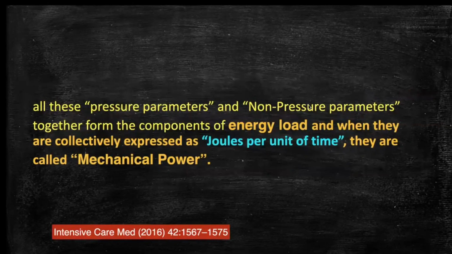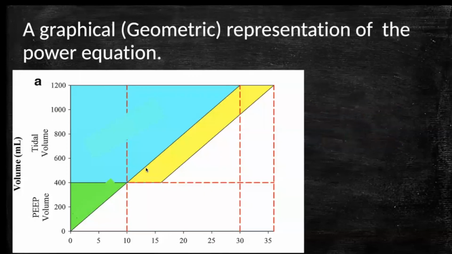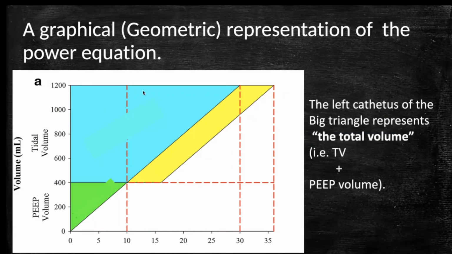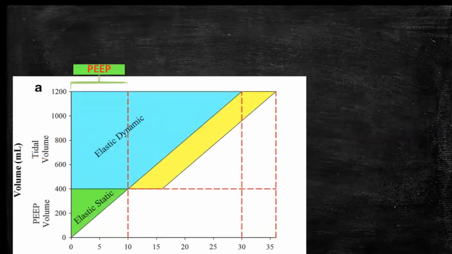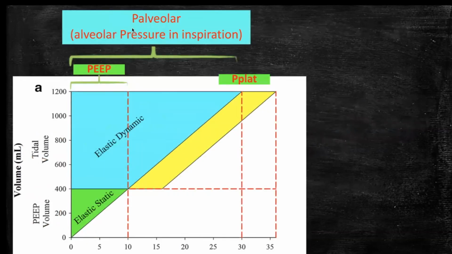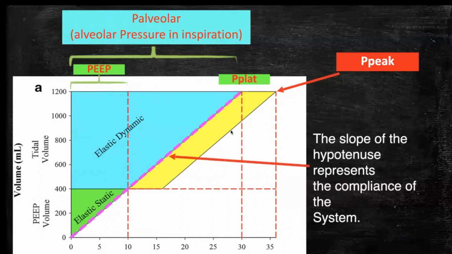So when all these pressure and non-pressure parameters are expressed in joules per unit of time, it is called mechanical power. Geometrically, the left catheter of the big triangle represents the total volume. This left side is PEEP volume and tidal volume, and this part is represented by the airway resistance, and the upper part is represented by the pressures, that is, positive end-expiratory pressure. That's our Plateau pressure. This is the alveolar pressure, and this is your peak inspiratory pressure. And the slope of the hypotenuse represents the compliance of the system.